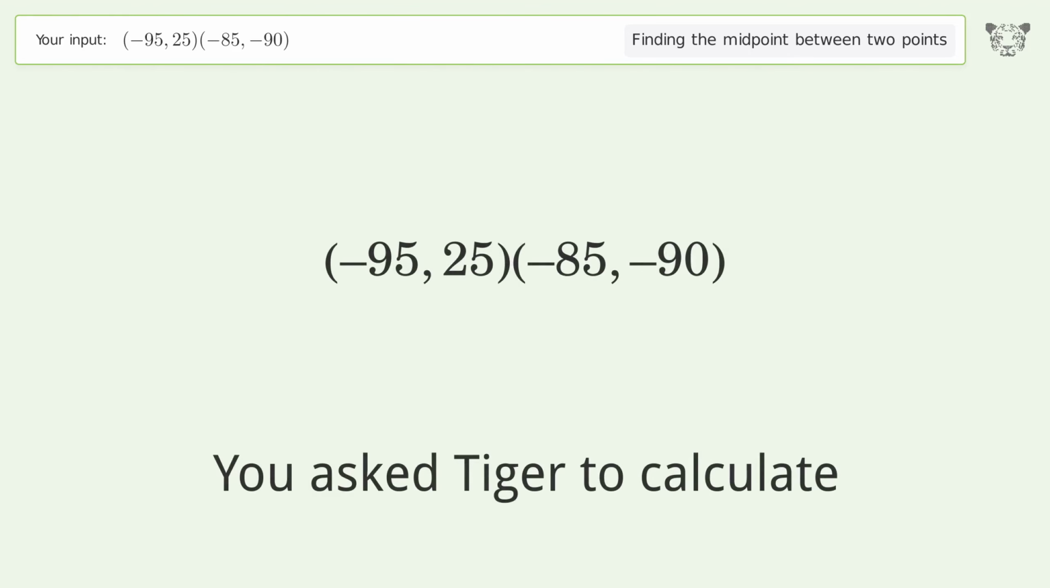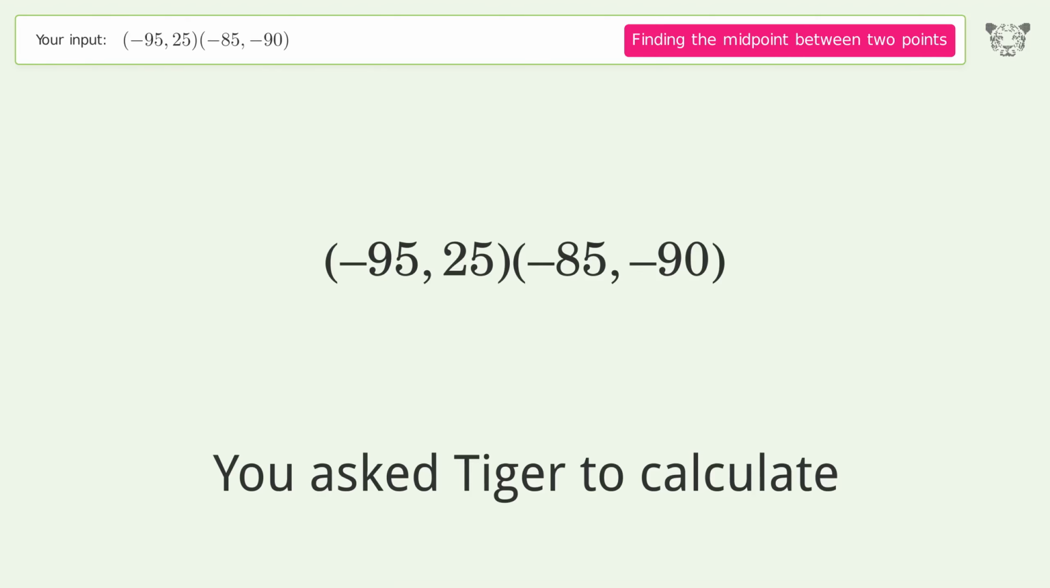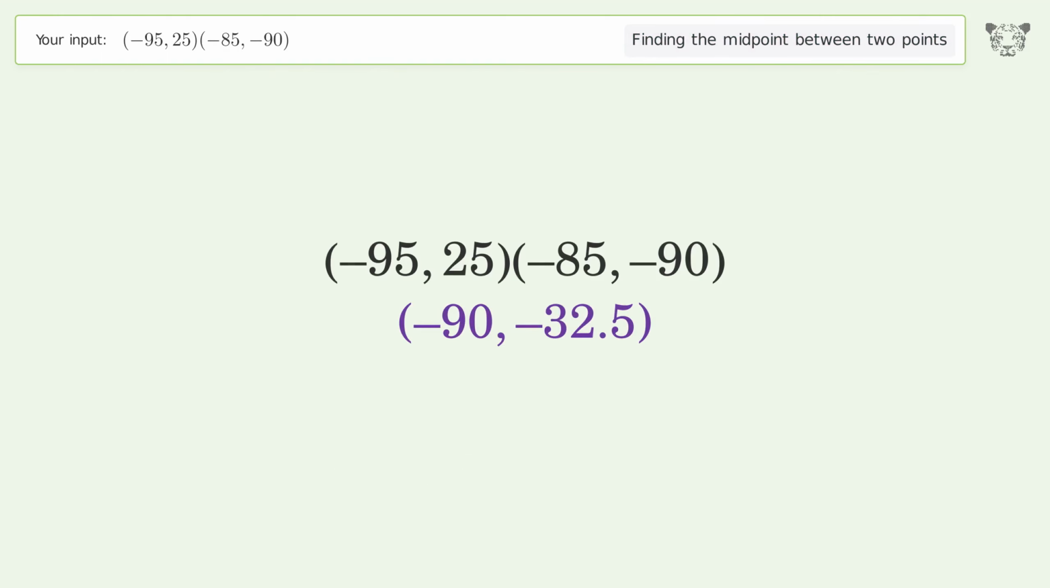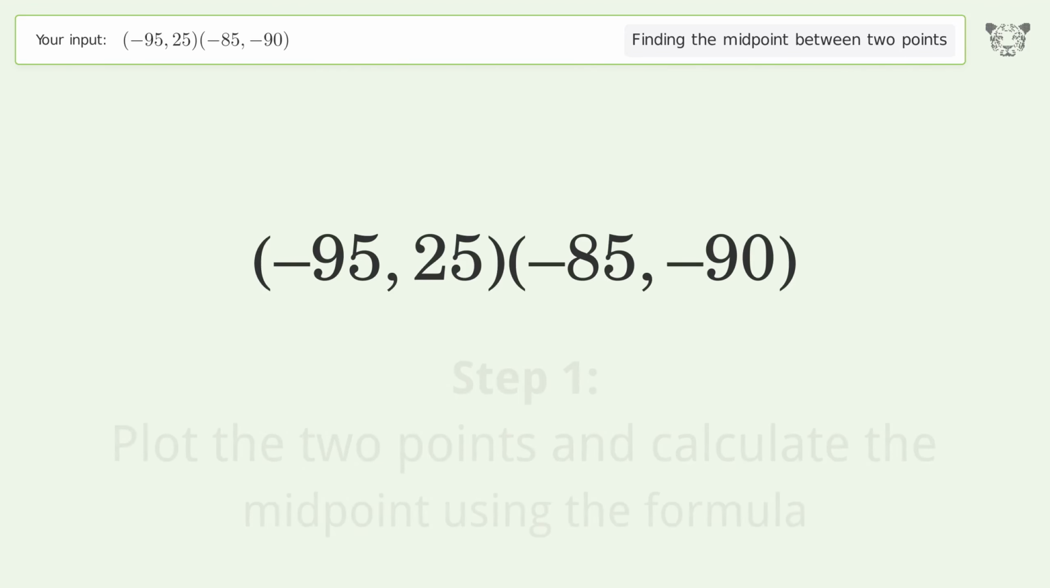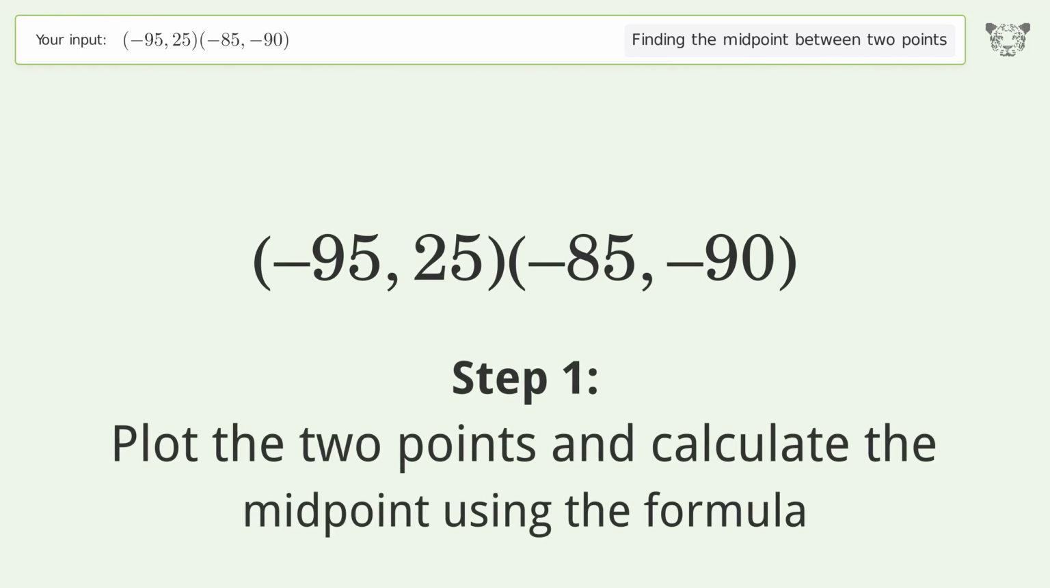You ask Tiger to calculate. This deals with finding the midpoint between 2 points. The midpoint between the 2 points is -90, -32.5. Let's solve it step by step. Plot the 2 points and calculate the midpoint using the formula.